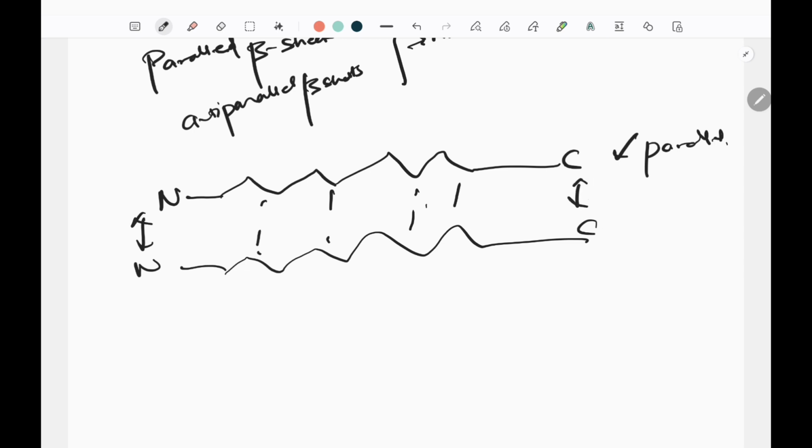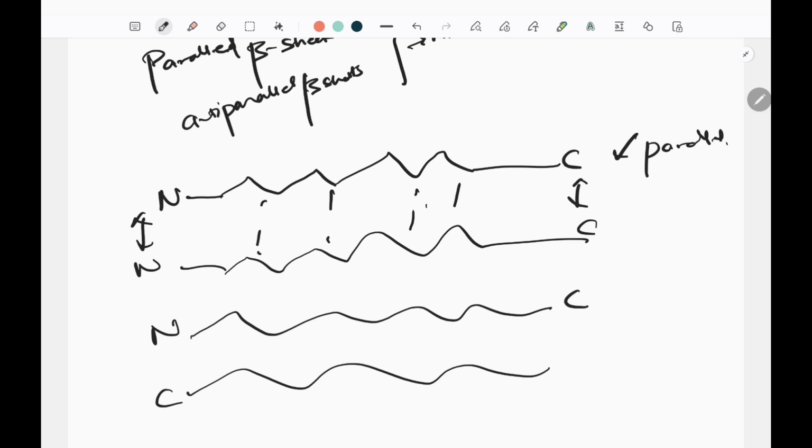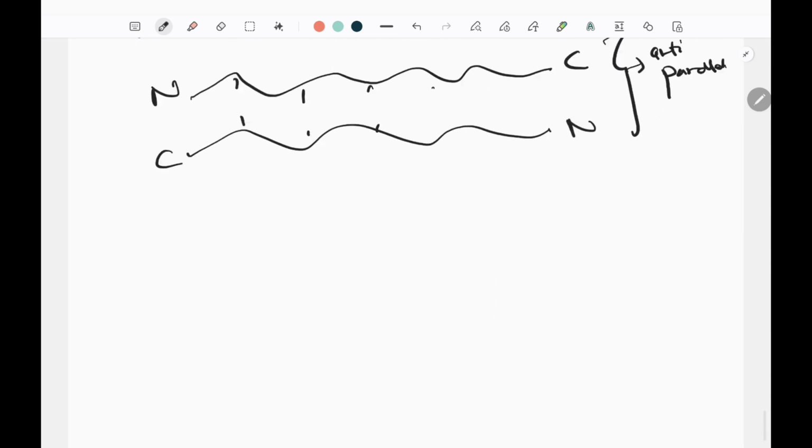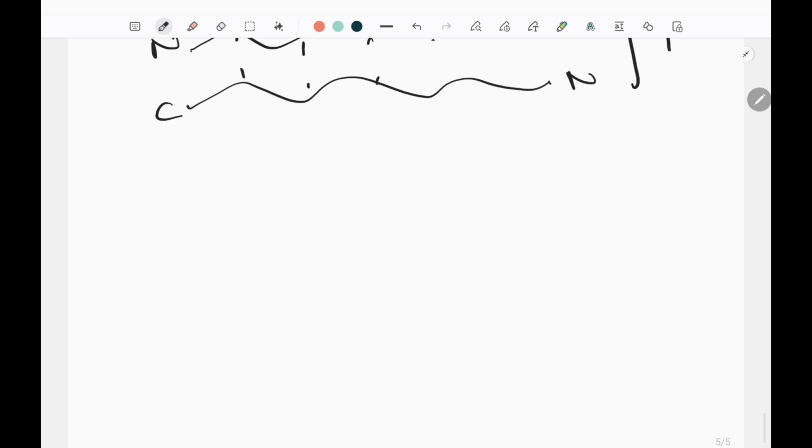In another case, there will be the N and C structure, right? So there is this, and then there is another group like this. So this sort of beta sheet is called anti-parallel. I hope you get it. If not, do watch the lecture again and start reading. By reading, you are going to get most of the idea of what parallel and anti-parallel actually mean.